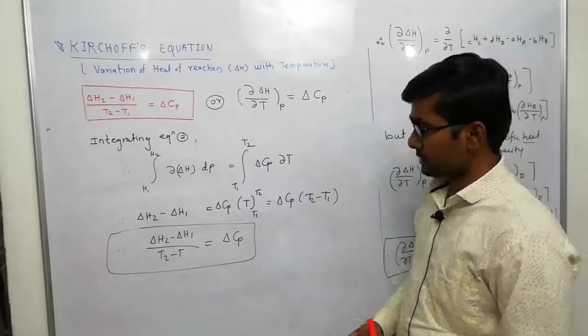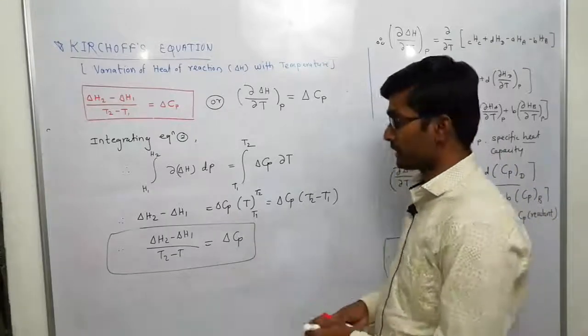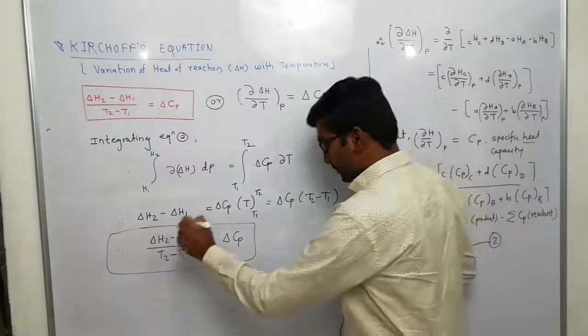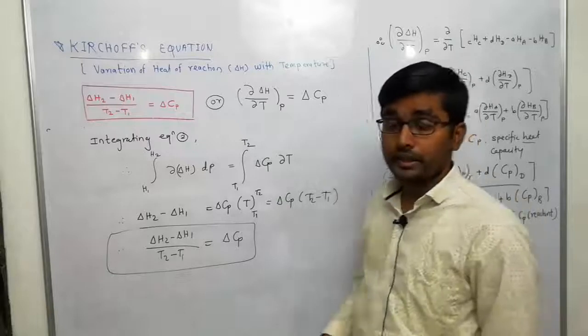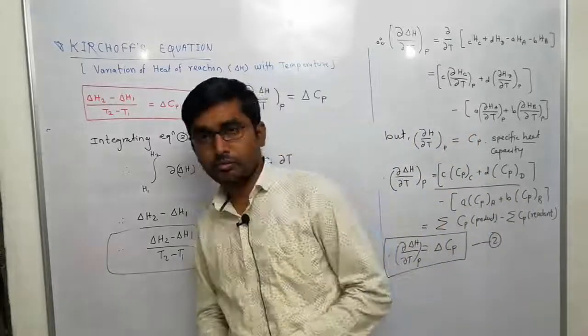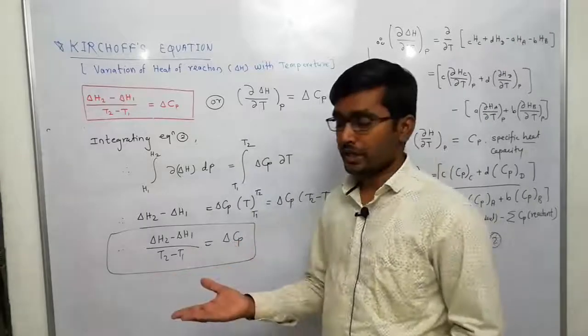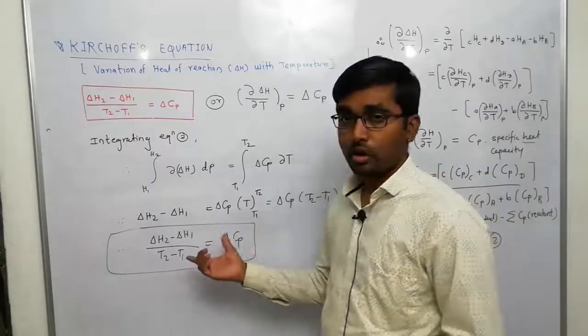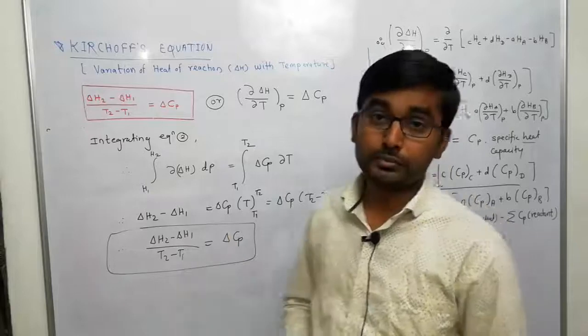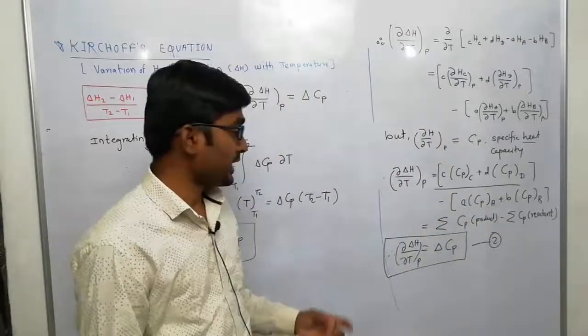So this is the most useful equation in thermochemistry. From it we can calculate the exact heat capacity of our reactants and products and heats of reactions, or we can also monitor the effect of temperature on our reaction progress.